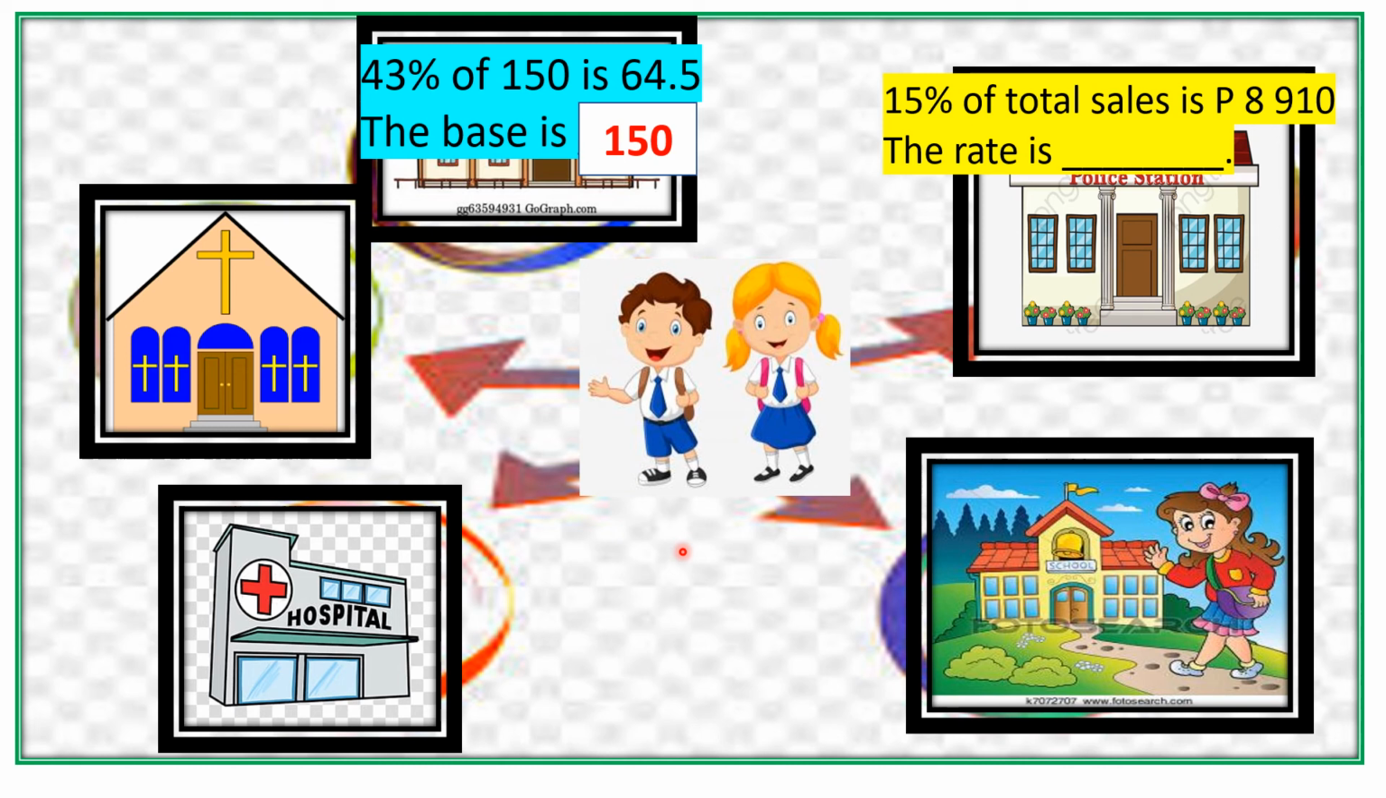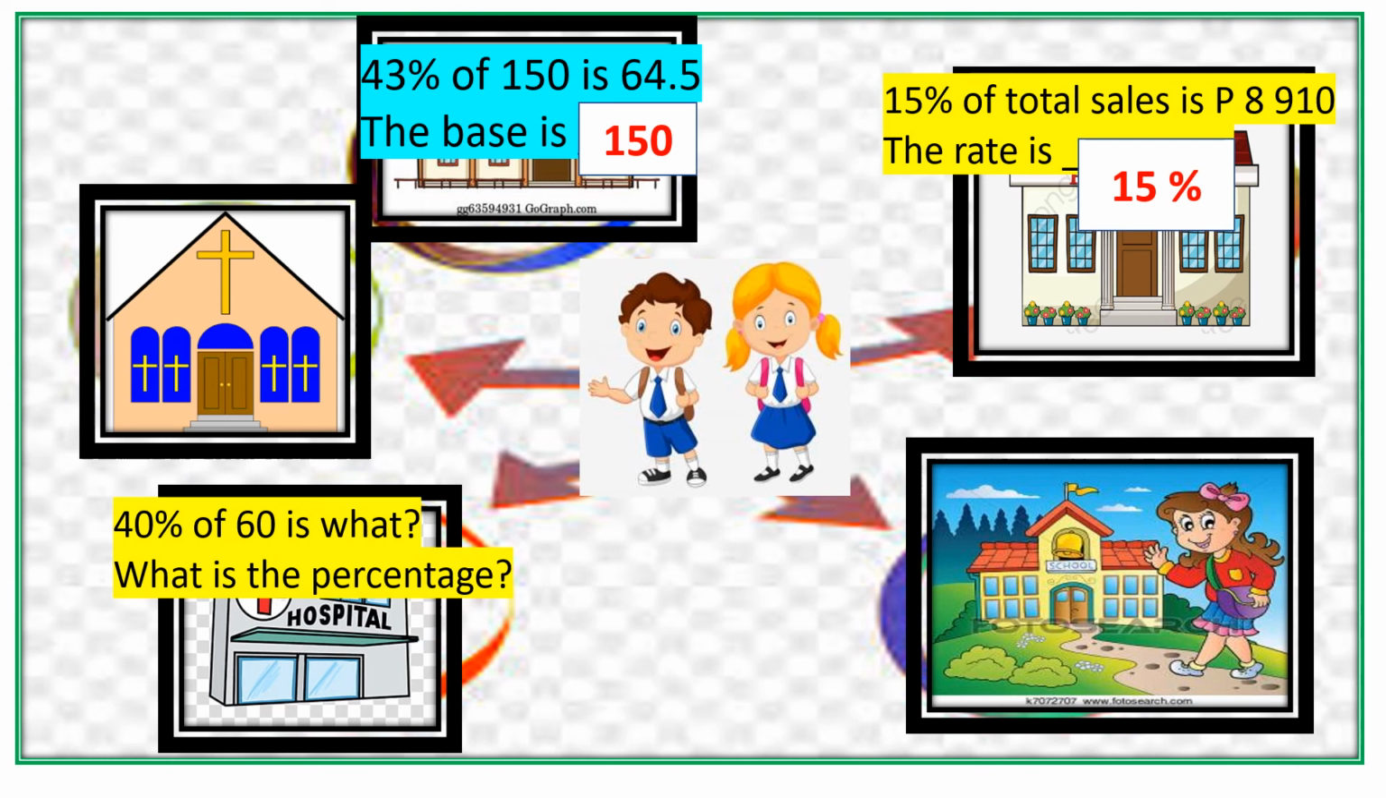15% of total sales is 8,910. The rate is blank. Alright, what is your answer? 15%. Okay, so 15% because they have a symbol of percent. Another station.